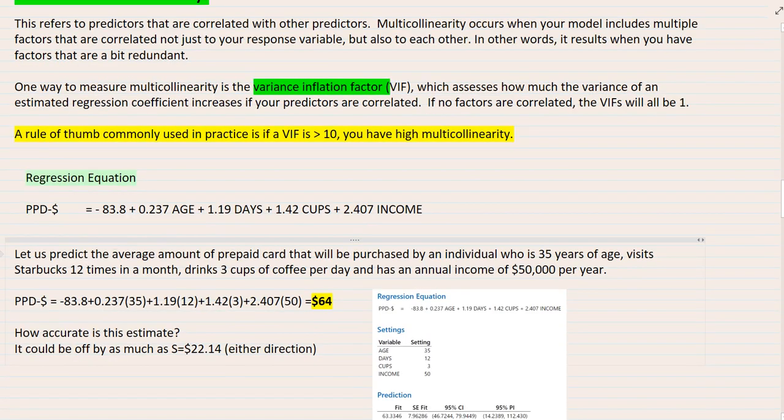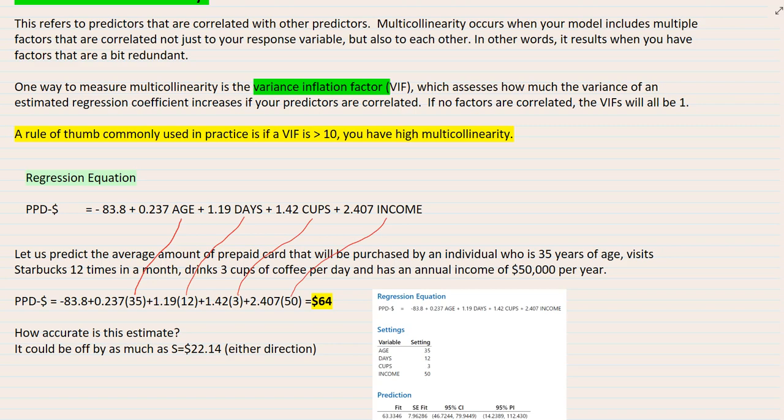And so here's what I did. I actually put in the information, 35 years of age, and then they visit the Starbucks 12 times a month, and they drink 3 cups of coffee a day. Again, they don't drink all 3 cups necessarily at the Starbucks. They could go to Starbucks just to study, right? Just take their computer and study with their friends. So they don't necessarily purchase coffee. Or they could go in and buy something other than coffee.